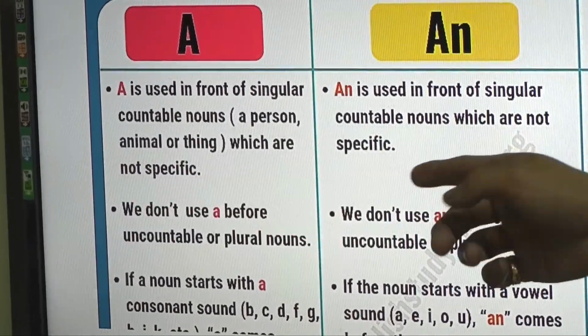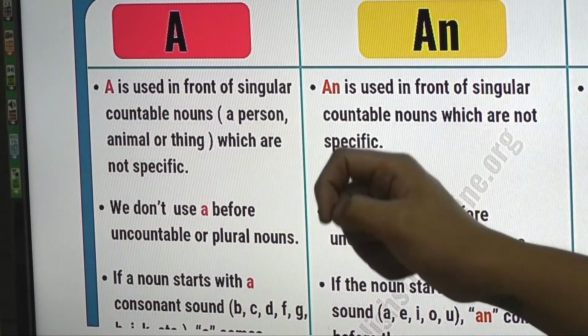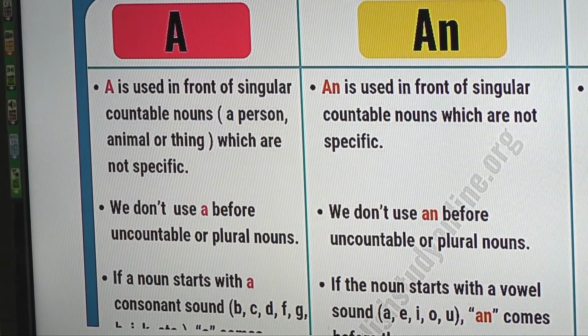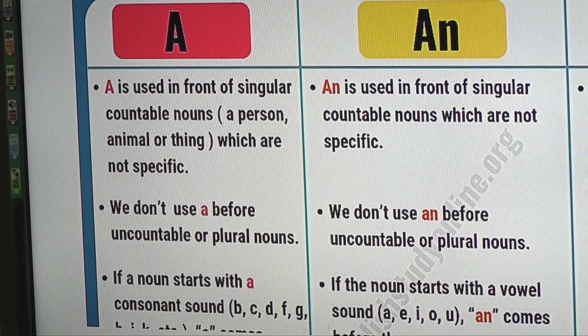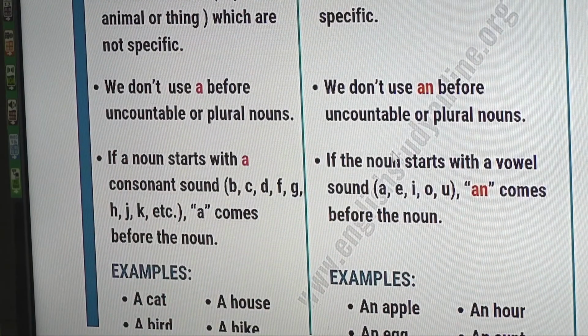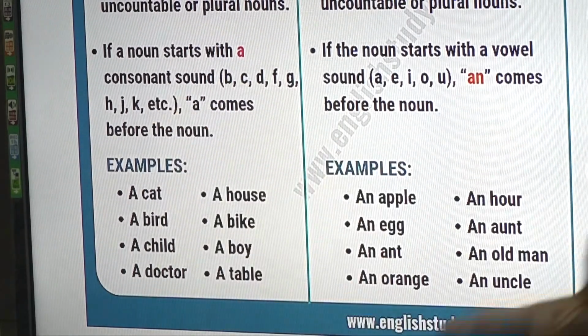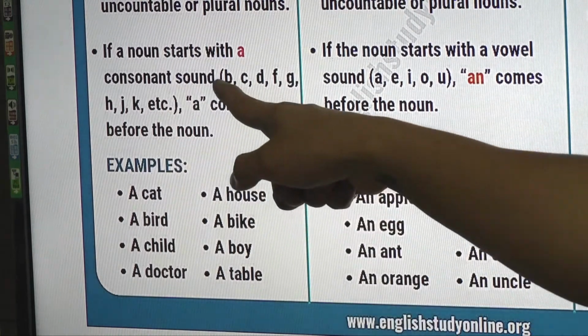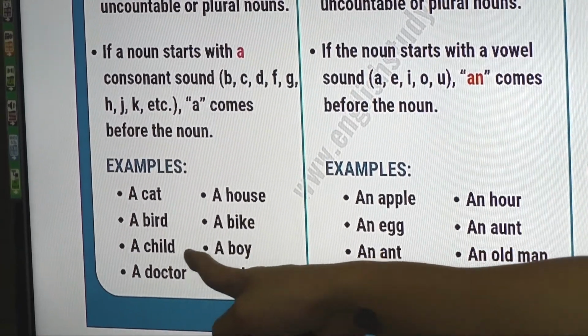So a is used in front of singular. Singular means only one. So a means only one, and countable nouns such as a person, an animal, or a thing, or even a place. And they are not specific. Not specific means they are general terms, not the same thing that you are talking about or I am talking about. Now, we don't use a for uncountable nouns, so nouns we cannot count, or plural nouns. So, we only use a for consonant sounds, so not A, E, I, O, U. For example, B, C, D, F, G, etc. Now, the examples of when we can use a are a cat, a house, a child, a table.